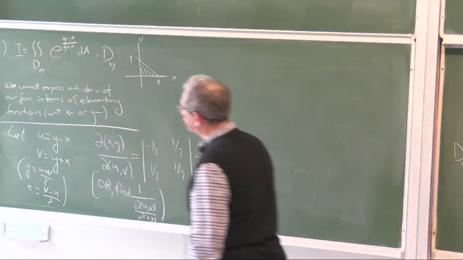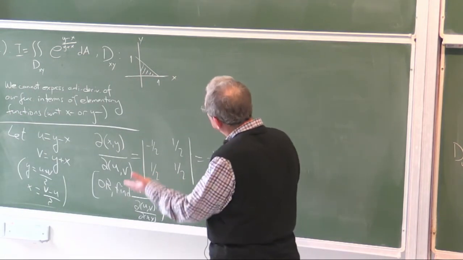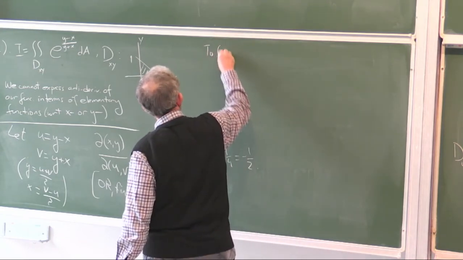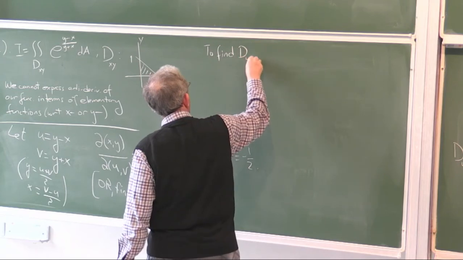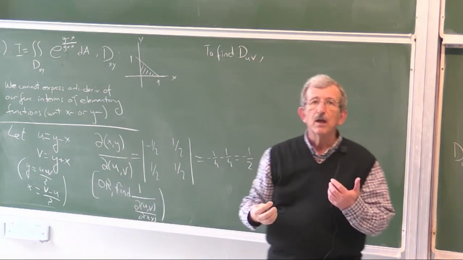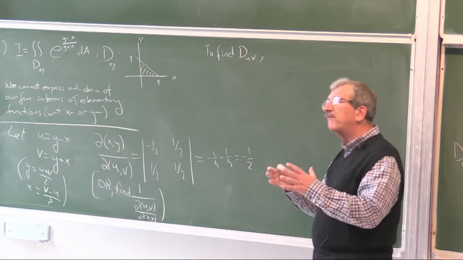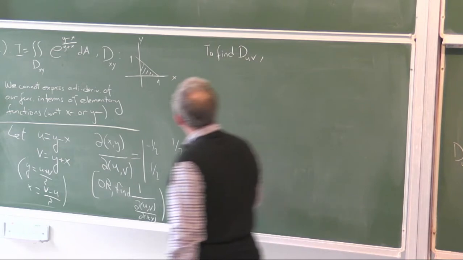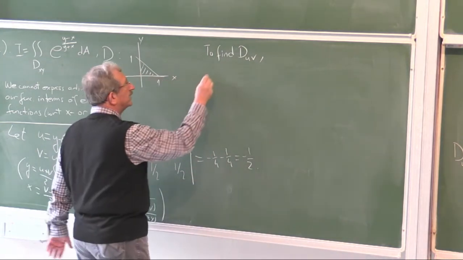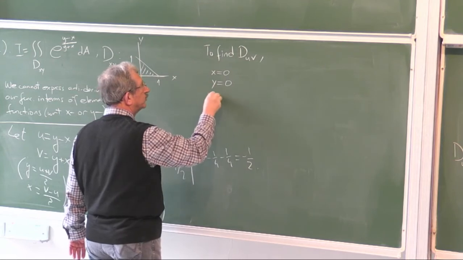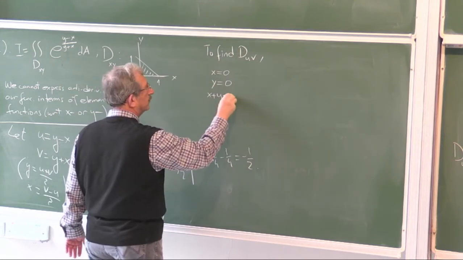So then, the second thing is to find duv. To find duv, that is, what happens to this triangle in the uv system? Well, for that, we transform the curves that bound it. So what are these curves? Well, x is 0, y is 0, and x plus y is 1.